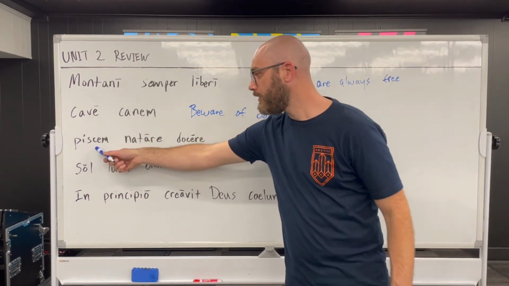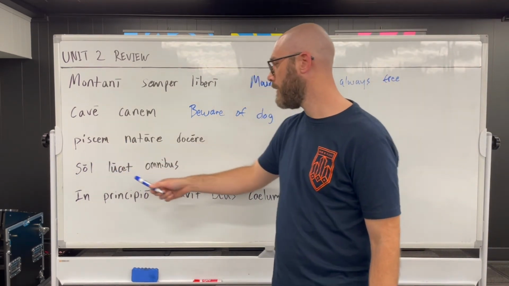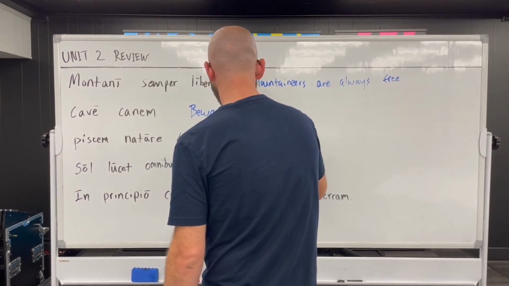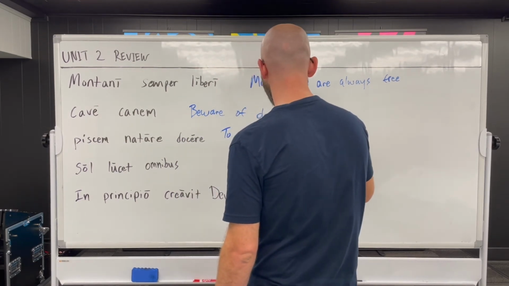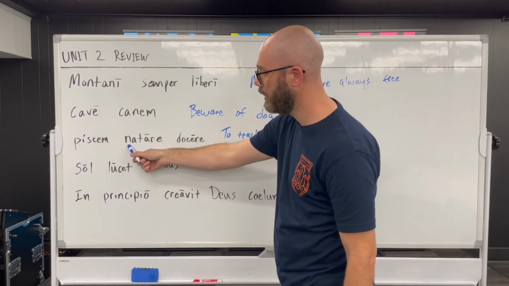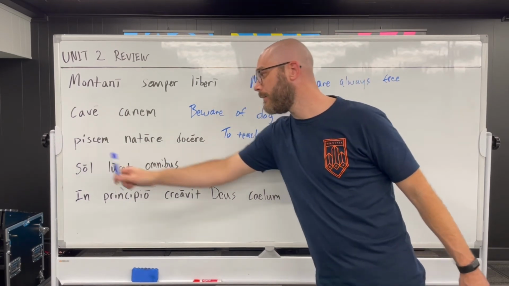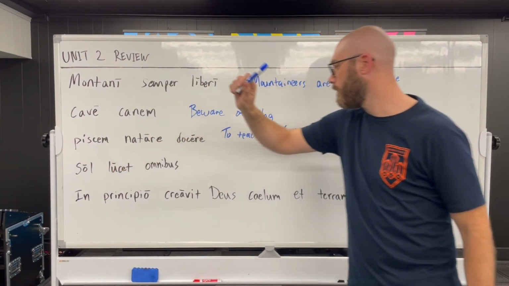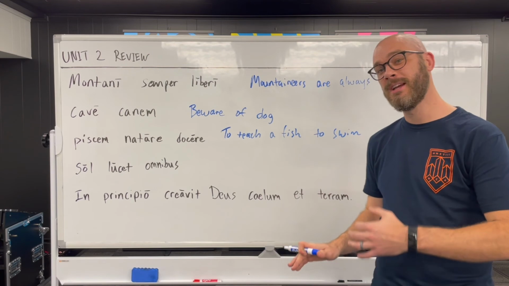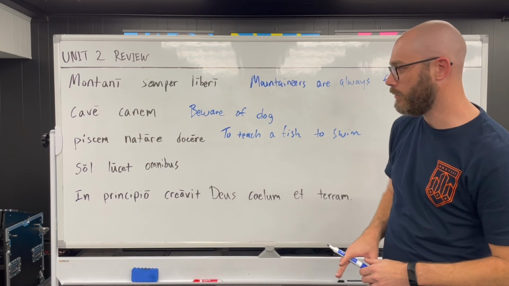Number 3, piscem natare docere. From the word for fish, remember? And this means to teach a fish to swim. You see the word swim here? Natare, to swim, docere, to teach, piscem, fish. To teach a fish to swim. Remember, that's something you would say sarcastically to somebody if they were trying to teach you about something that you knew even better than they did. It would be just as silly as if you tried to teach a fish how to swim.